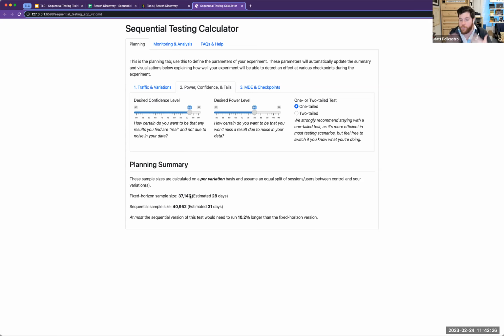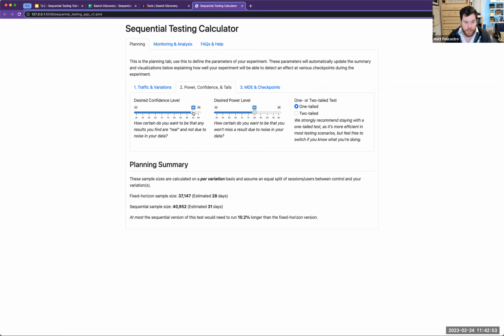It is not going to be able to perfectly replicate the fixed horizon approach, but the additional sample size that it needs is, one, usually pretty modest, and two, as human beings, we're really bad at estimating the minimum detectable effect, or estimating the actual effect of the changes that we make.